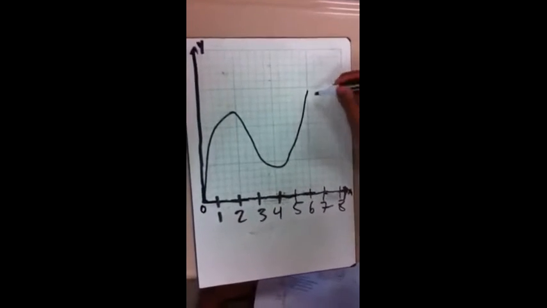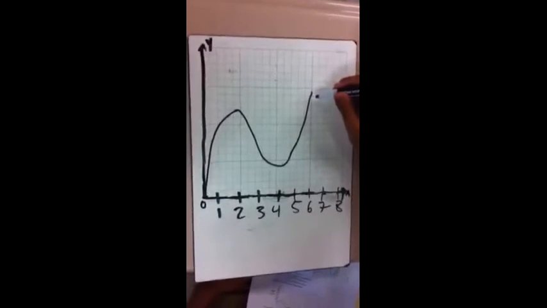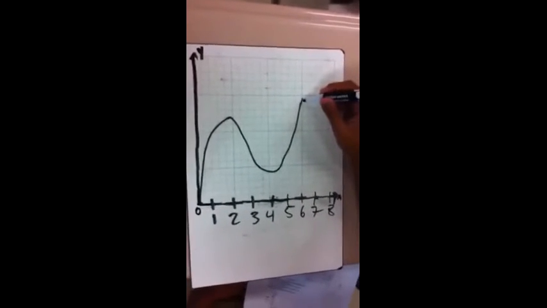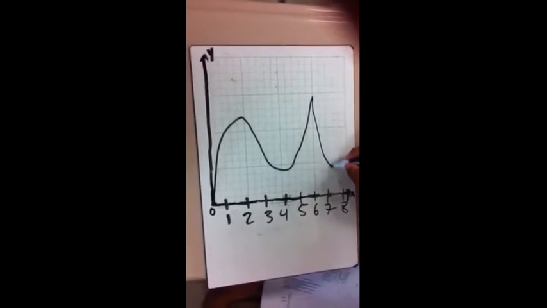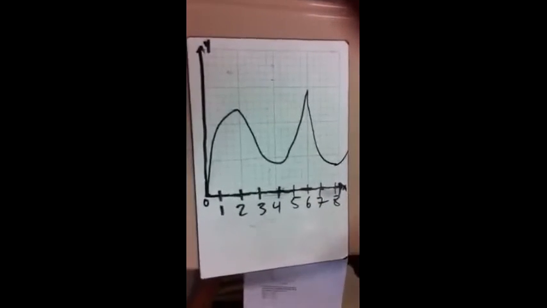But at 6 it's not differentiable, so you have to have a corner. And from 6 all the way to 8, it's a negative slope again, so you go all the way back down to 8. And from 8 to infinity, it's positive, so it just goes back up.